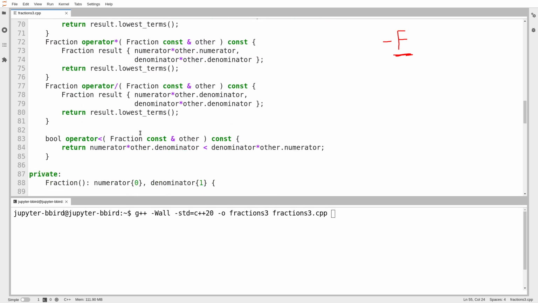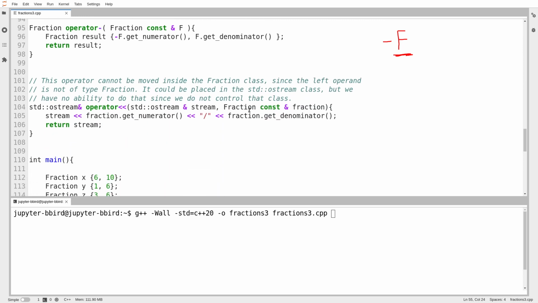The issue with that is, when I want to define an operator, for example what happens if I push a fraction into my output stream, I actually can't put this operator in the fraction class. Because if I put an operator in the fraction class, the left-hand operand has to be the current object, which has to be a fraction. But this operator doesn't take a fraction as its left-hand operand. So I have to put the operator outside. And that means it could be a bit of a mess if I do need private member access.